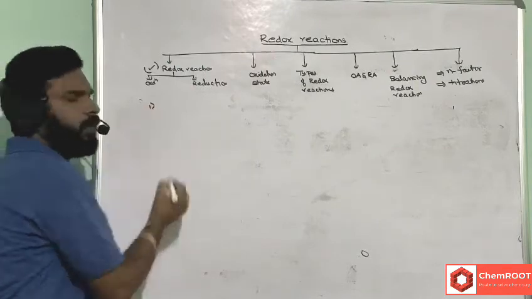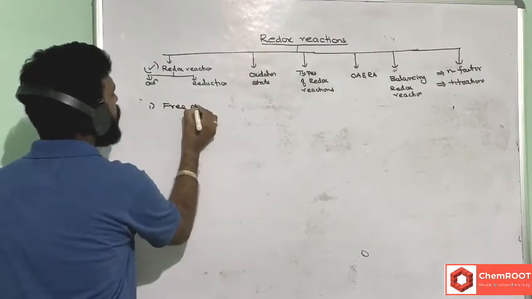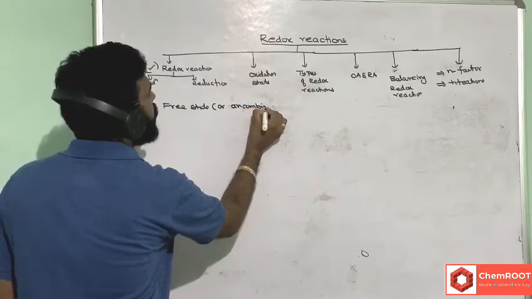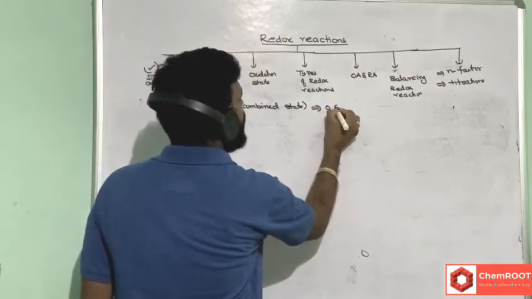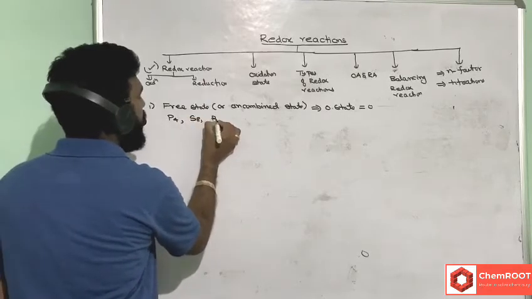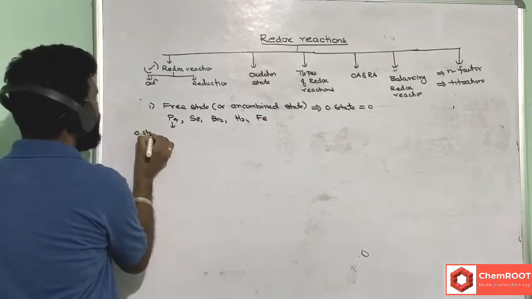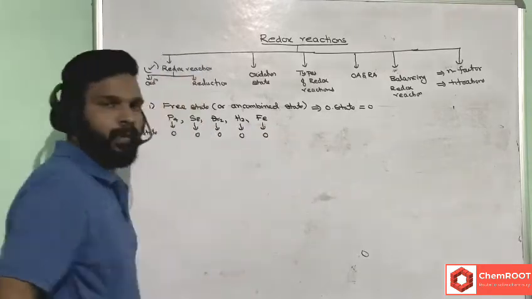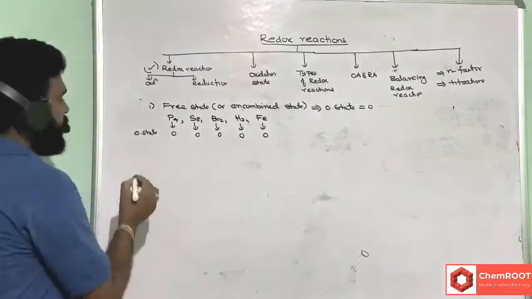First rule: any element in free state or uncombined state has an oxidation state of 0. Suppose I am taking P4, S8, Br2, H2, Fe. In this case, what is the oxidation state? Phosphorus is 0, sulfur is 0, bromine 0, hydrogen 0, and iron 0. So if the element is in uncombined or free state, its oxidation state will be 0. That is the first rule.